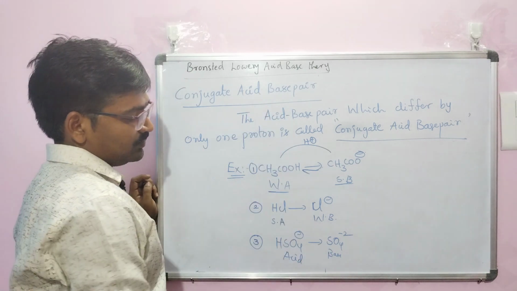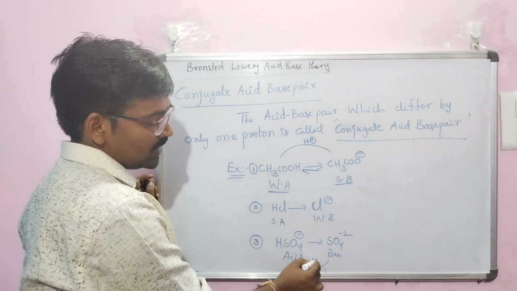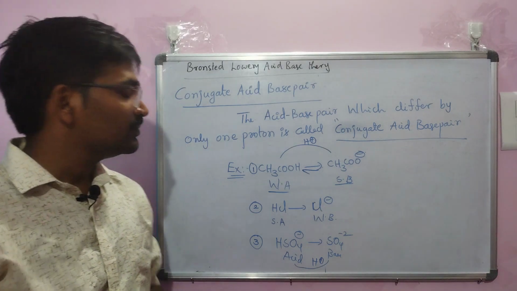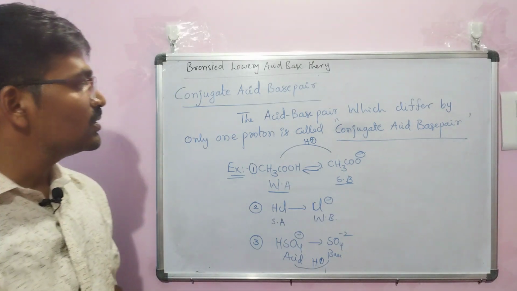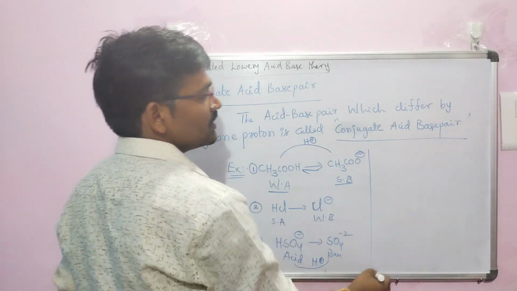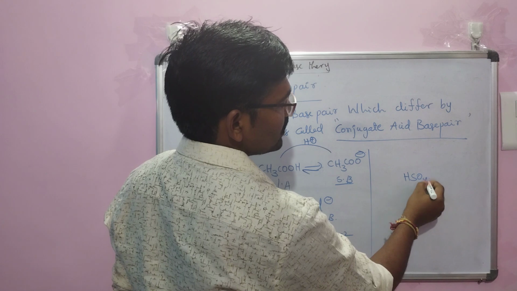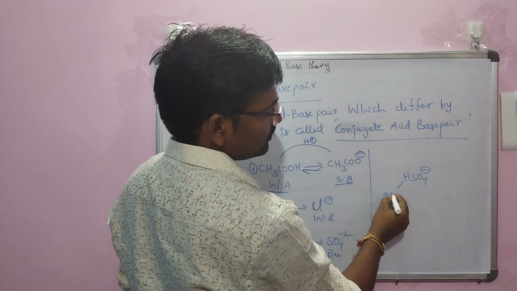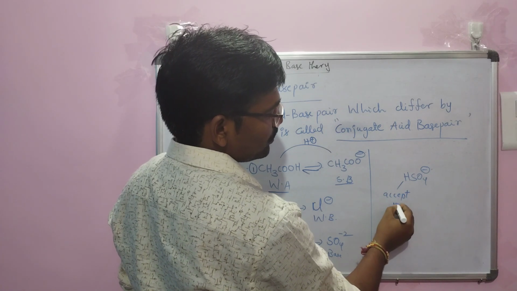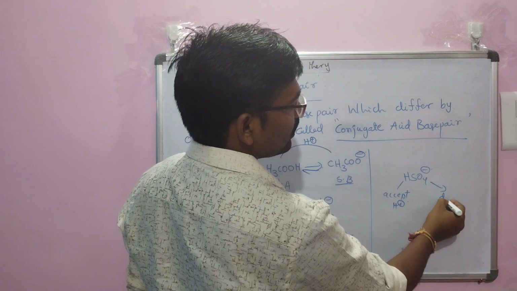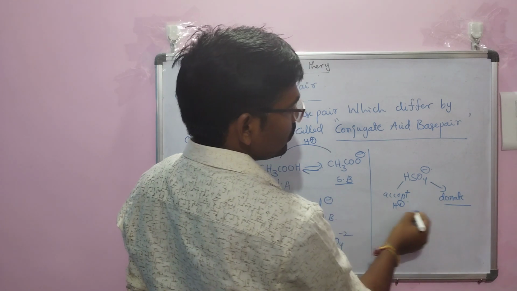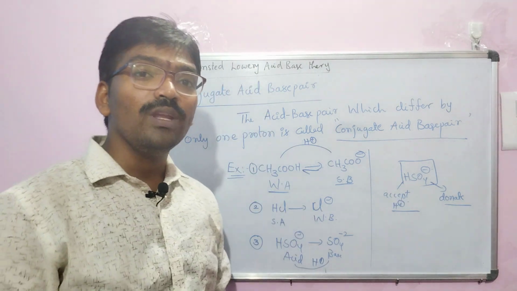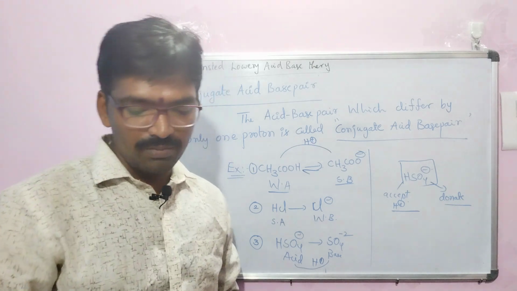It is base. So between acid and base, only an H plus ion differs, and that we call a conjugate acid-base pair. Okay, understand? Here is one of the logic: HSO4 minus is ready to accept a proton, and it is also ready to donate a proton. So HSO4 minus acts as both acid and base according to Bronsted-Lowry acid base theory. You have to remember that.